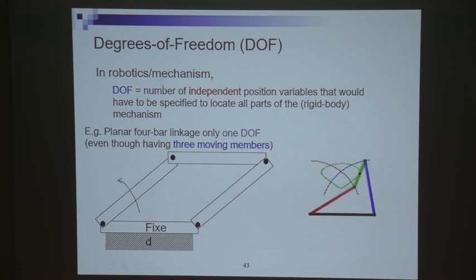In robotics or mechanics, the degree of freedom is equal to the number of independent position variables that have to be specified to locate all parts of the rigid body mechanism. So you have the DOF that you learn in applied mechanics, and now you have the DOF in robotics, which refers to the independent position variables that have to be specified. For example, in this case you have a planar 4-bar linkage. But this planar 4-bar linkage only has 1 single degree of freedom. You have 3 moving members, but at the end of the day you only have 1 single DOF.